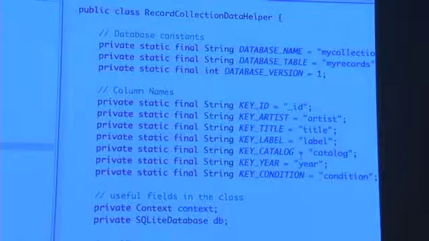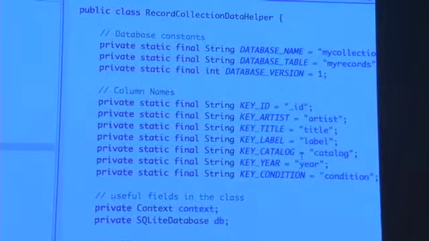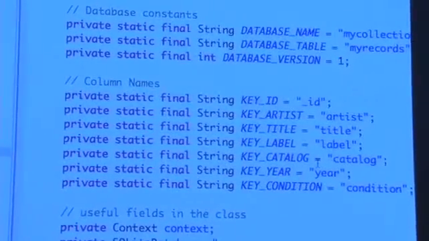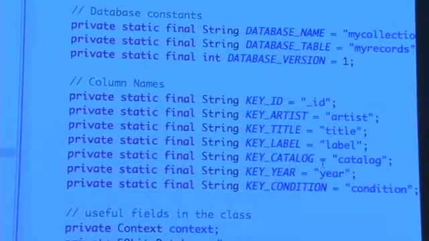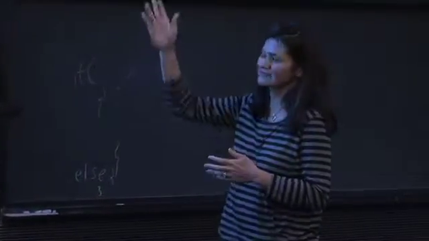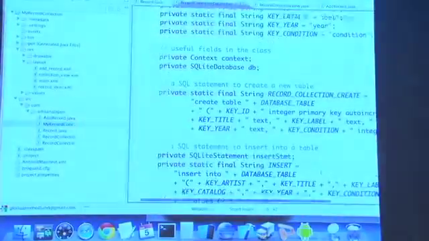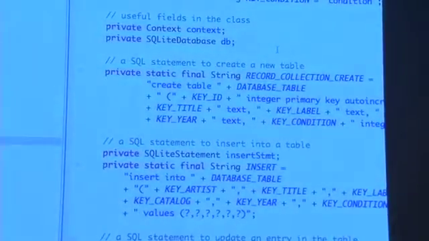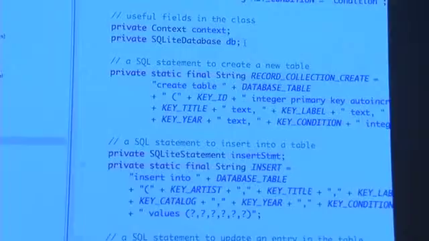And as Dan mentioned, for the key ID, if you're going to use an integer primary key auto increment ID, you do want to call that _ID. I don't think that's something you have to do, but I think SQLite recognizes the _ID, so it makes it easier. So I've got those static final strings. I've got a couple other things. I've got a private context. I've got a private SQLite database that I'm calling DB. You can see that up there.